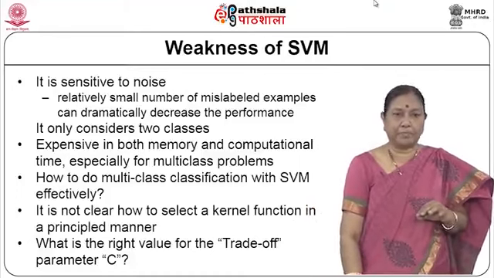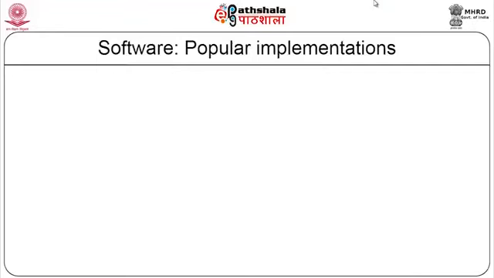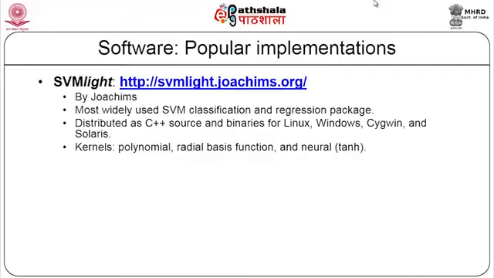So, there are some popular implementations of SVM. One is called SVM Lite, available at this particular website. It is by Joachims. It is the most widely used SVM classification and regression package, distributed as C++ source and binaries for Linux, Windows and so on. Kernels they provide are polynomial, radial basis function and the tanh function. You can try it out and use whatever fits your particular application.